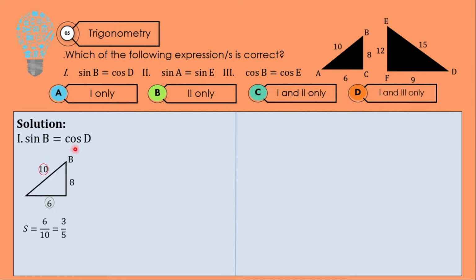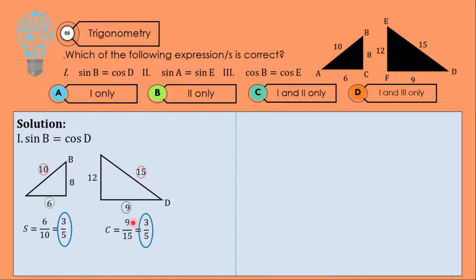For the second triangle, the angle is at D, and our function is cosine, so we'll use CAH. Let's determine the adjacent and hypotenuse. We have here 9 over 15, which is equal to 3/5. Since we have the same result, our first expression is correct. Now you can notice that option B tells that the correct expression is the second expression only, which is incorrect. Thus, we could eliminate option B.